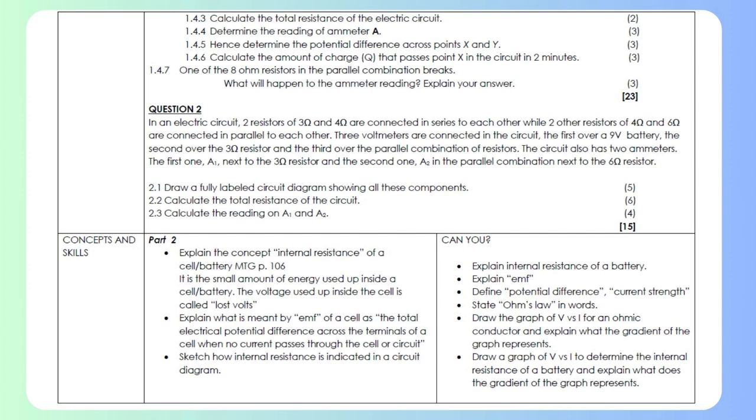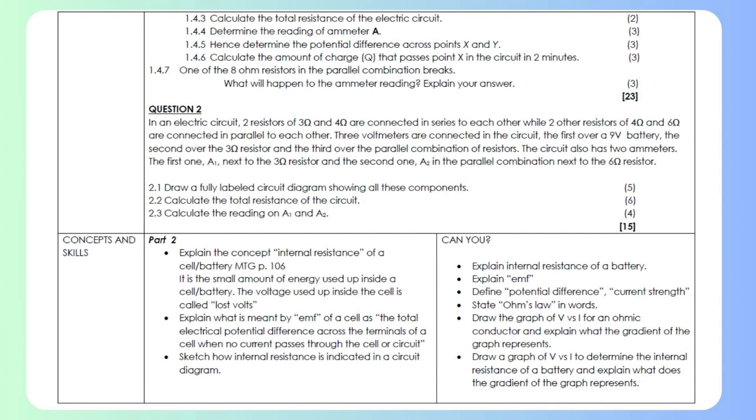The circuit also has 2 ammeters. The first one, A1, next to the 3 ohm resistor, and the second one, A2, in the parallel combination next to the 6 ohm resistor. 2.1 Draw a fully labeled circuit diagram showing all these components. 2.2 Calculate the total resistance of the circuit. 2.3 Calculate the reading on A1 and A2.